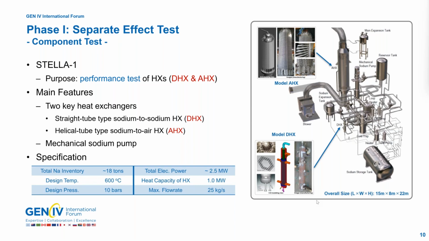Some of the details for Stella 1 are in this table. 18 tons of sodium, 600 degrees C, and 10 bars are the design values, and 2.5 megawatt in total power. And flow rate is max 25 kilogram per second. It is not shown here, but the max flow rate to test the mechanical pump is 125 kilogram per second. Next slide, please.